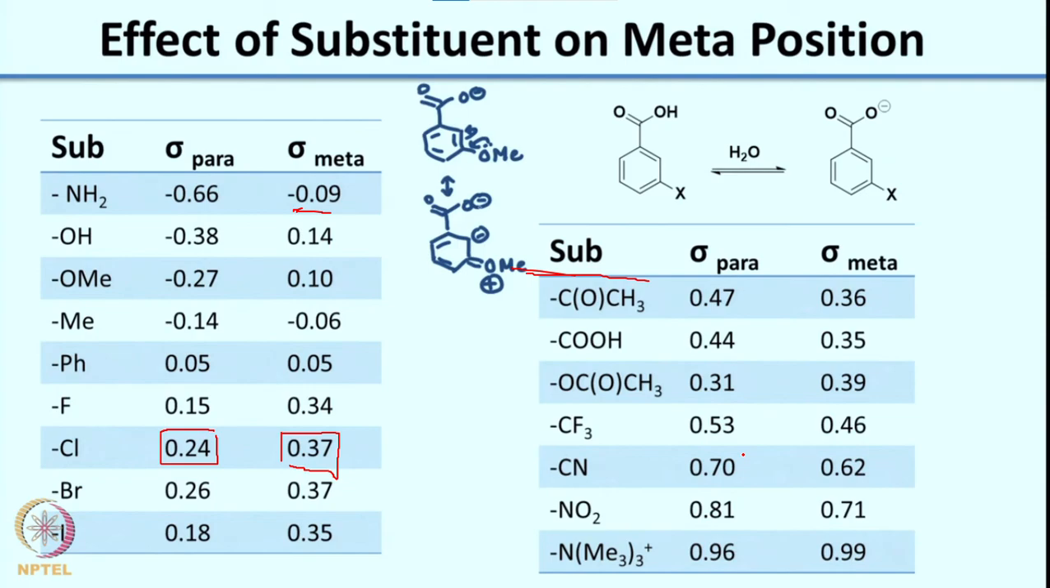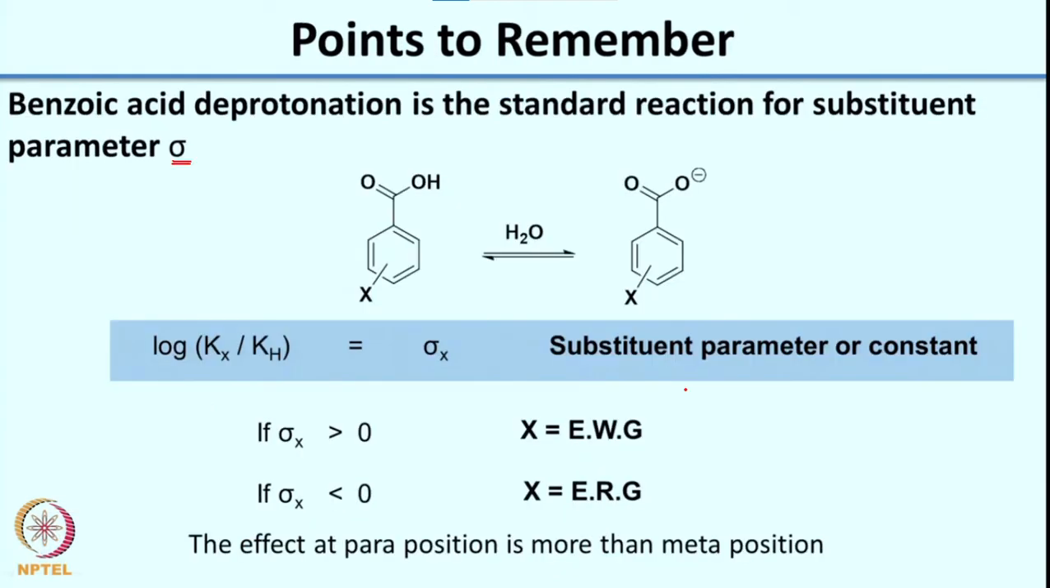Then we have compared the sigma para value with the sigma meta value. Here we observe that the meta effect is less compared to the para effect. In all the values, if you compare, you will observe that the meta effect is less compared to the para effect, right? In other words, the effect at the para position is more than at the meta position. This is again the revision of what we have discussed earlier. So sigma X greater than 0 means X is an electron withdrawing group. Sigma X less than 0 means X is an electron releasing group, right?